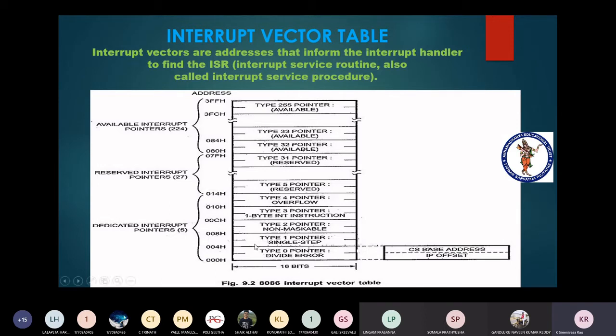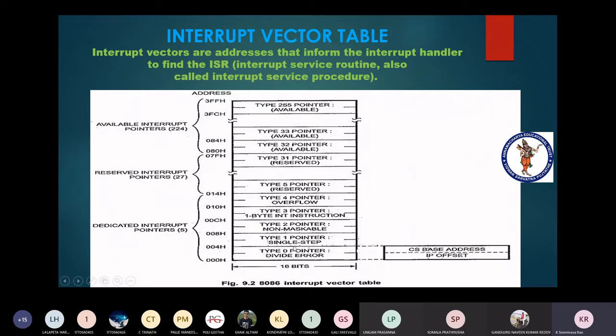Let us take one simple example, the type 0 interrupt. Its name is divide error. Divide error means whenever a number is divided by 0, the resultant value is infinity. Whenever that situation occurs in any place of the program, it automatically initiates the type 0 interrupt. The address of the type 0 interrupt is 00000.